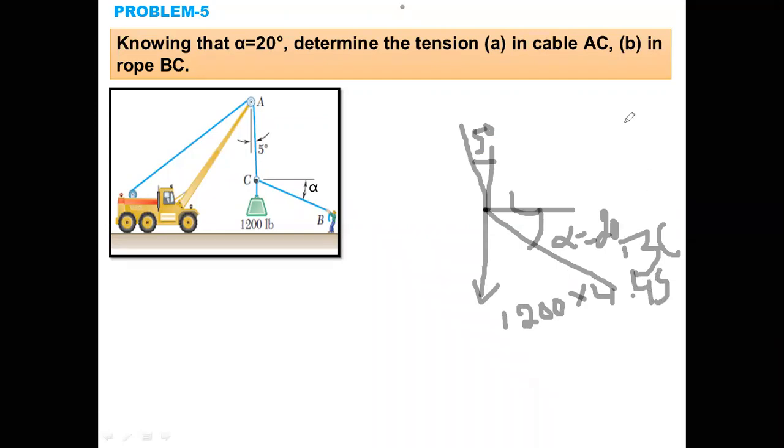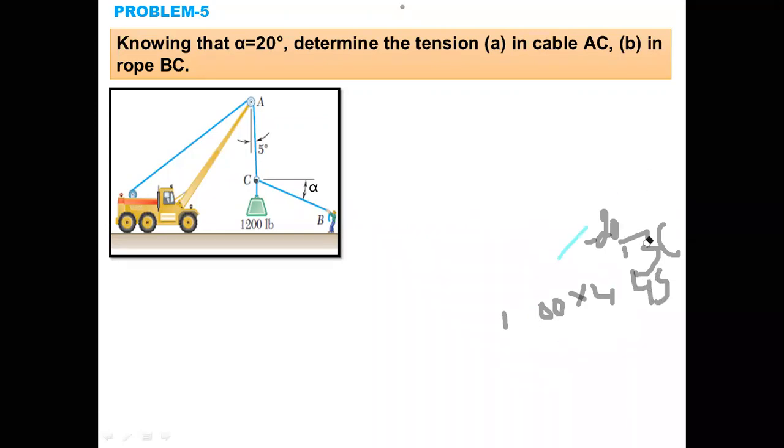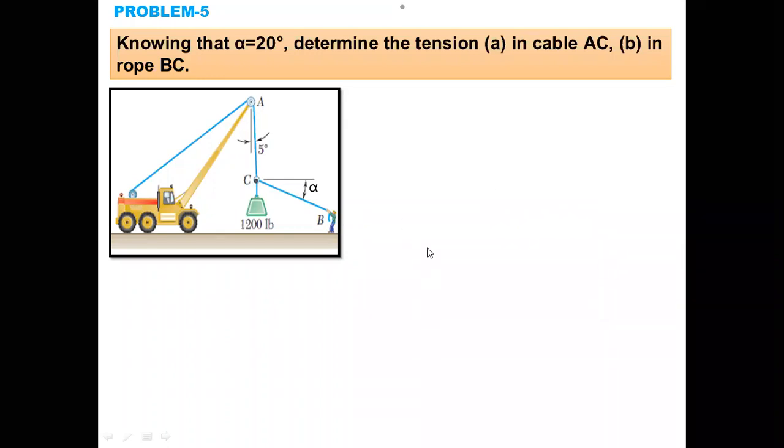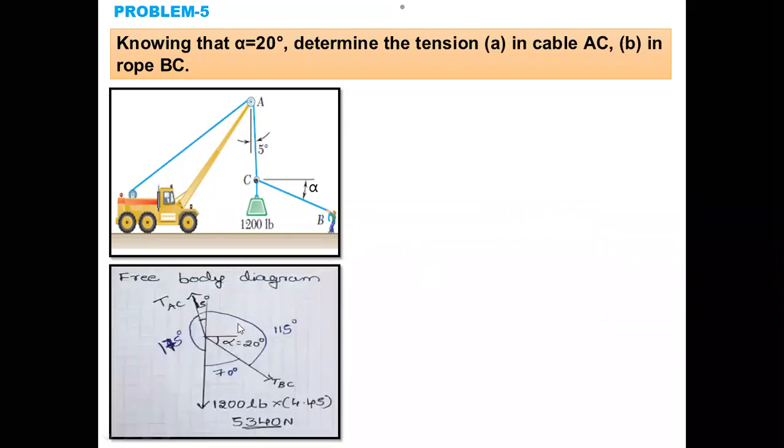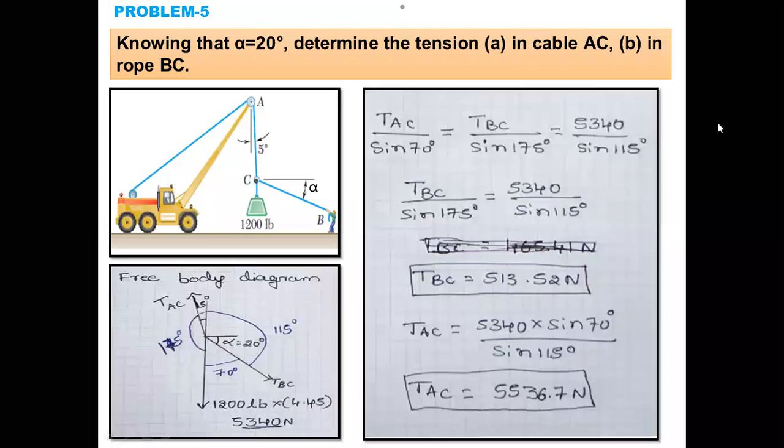The free body diagram of the particular problem will appear like this. Here you see the TAC, which makes an angle of 5 degrees with respect to vertical, and alpha, which is equal to 20 degrees with BC, and also there is a self weight of 1200 lb. If you convert, it will be 5340 Newton. So this is how the solution of the problem will appear.